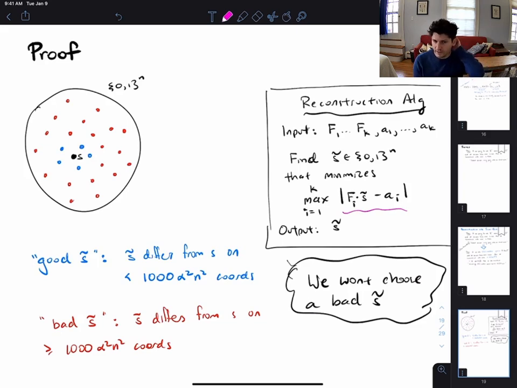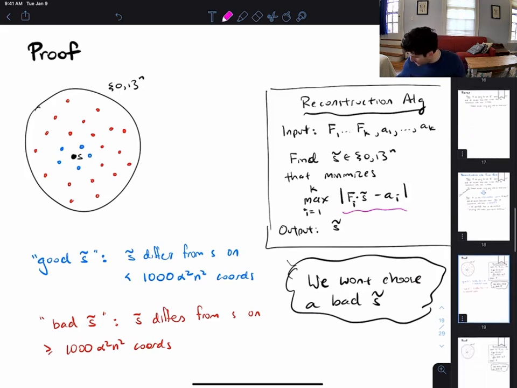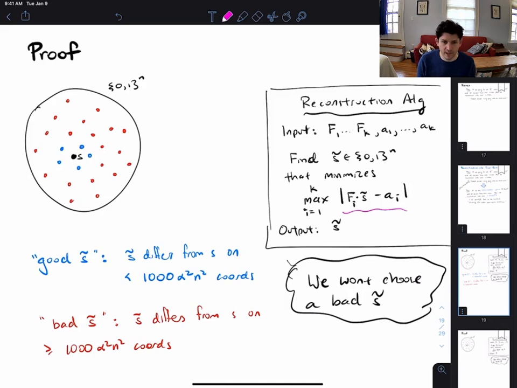So the blue are good, the ones that are close to s, and the red are bad. What we'd like to show is that we're not going to output any of the choices of s tilde that are bad. That's the key thing we want to show. We're not going to output any s tilde that's bad.